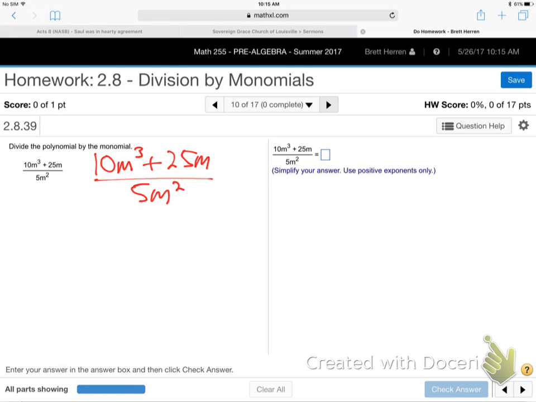So how are you going to remember on the test that these need to be separated? Pluses and minuses. Yeah, pluses and minuses is what tells us that.